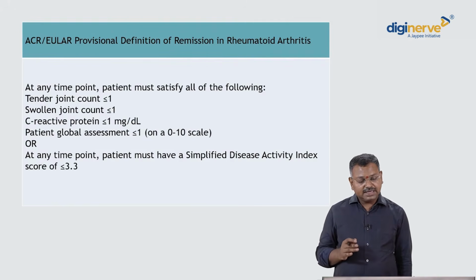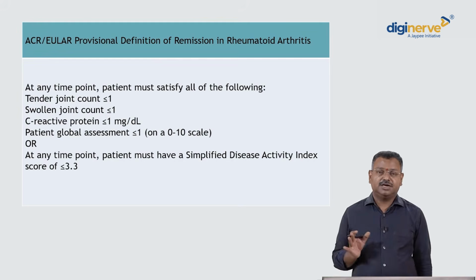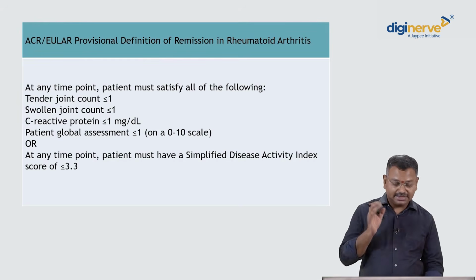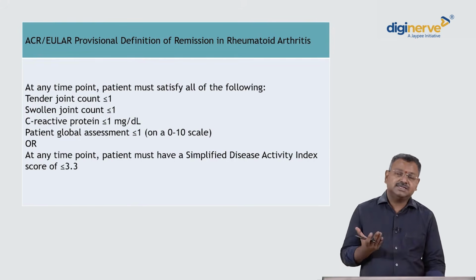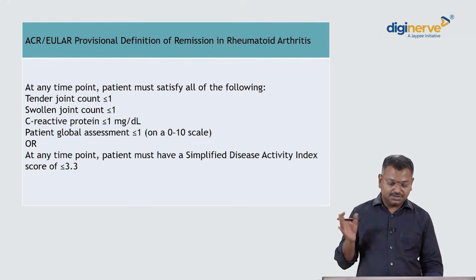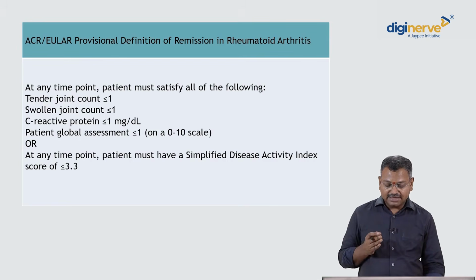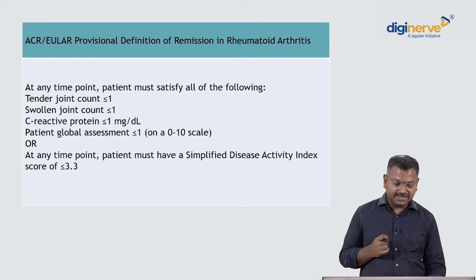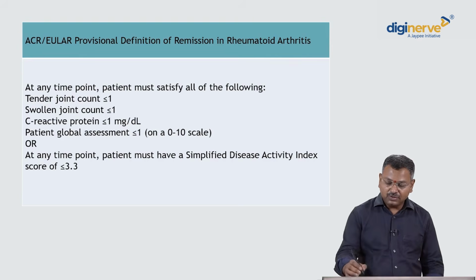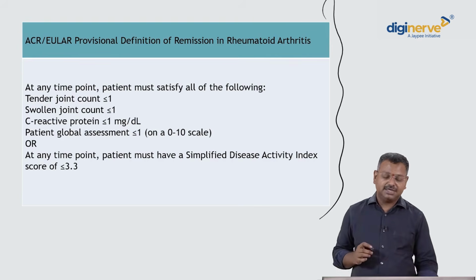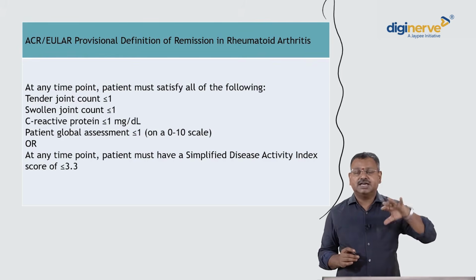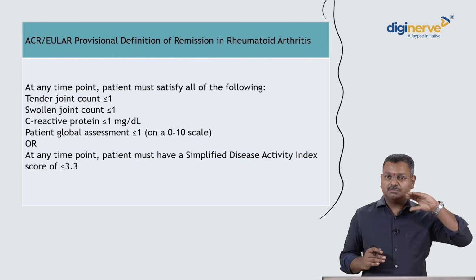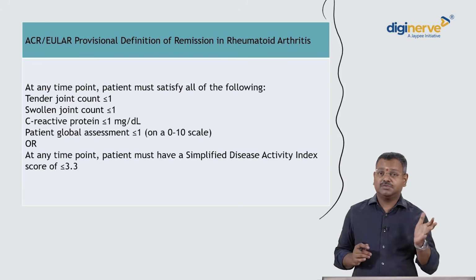Now, the ACR-EULAR definition for remission for rheumatoid arthritis is swollen joint count less than 1, CRP less than 1 milligram, and patient's global assessment scale also less than 1 on a 0 to 10 scale. And the SDAI, that is the simplified disease activity index, should be less than 3.3. Only then can we consider the patient to be in remission. So our aim is to achieve remission either by using DMARDs or biologicals upfront. So that is what we have to use.